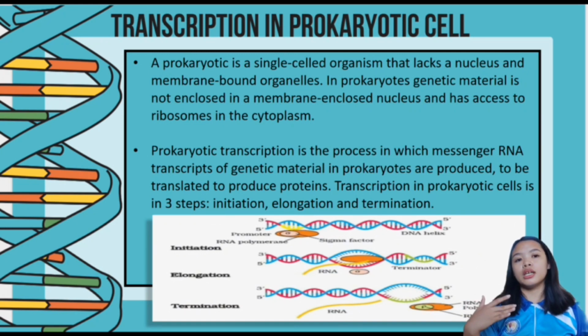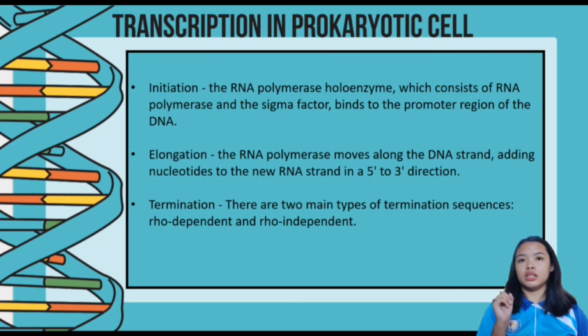As I said earlier, the DNA strand is used as a template to create a copy of itself in order to produce proteins. There are three steps in prokaryotic transcription: initiation, elongation, and termination. We will study these three steps. First, we're going to talk about the initiation process. In initiation, the RNA polymerase holoenzyme consists of the RNA polymerase core and the sigma factor.